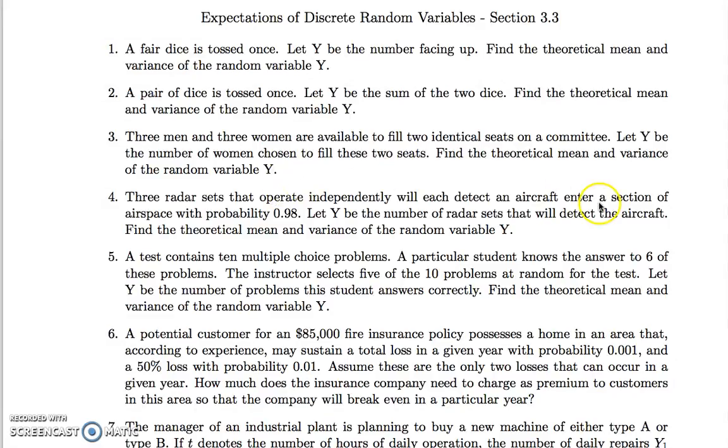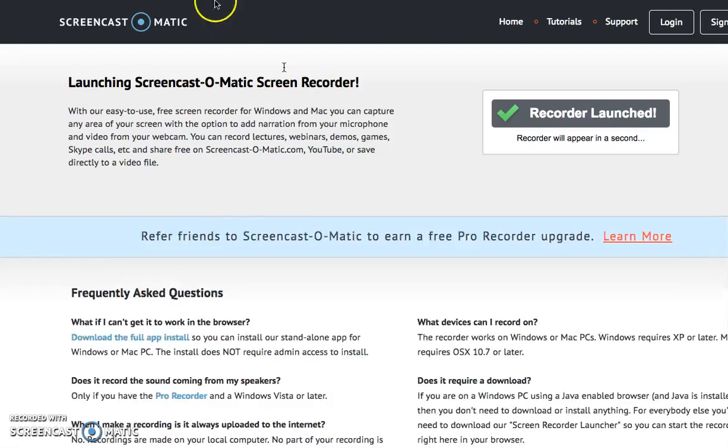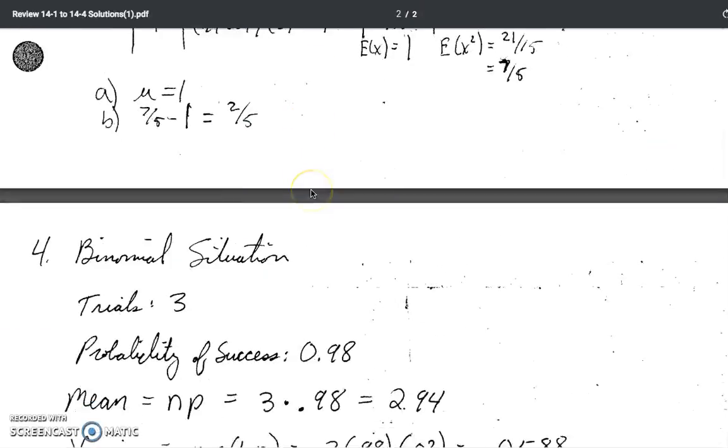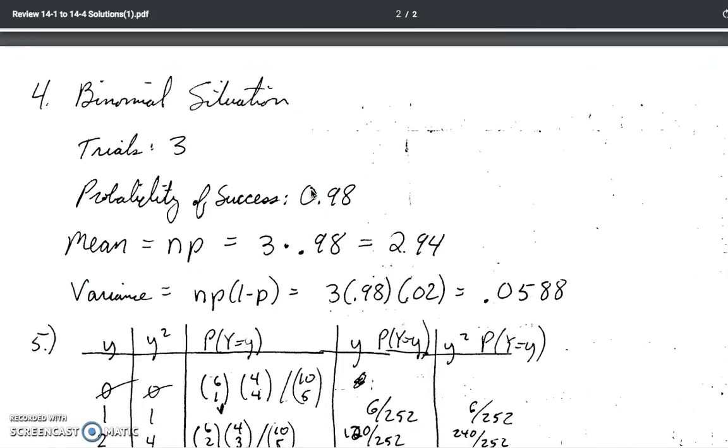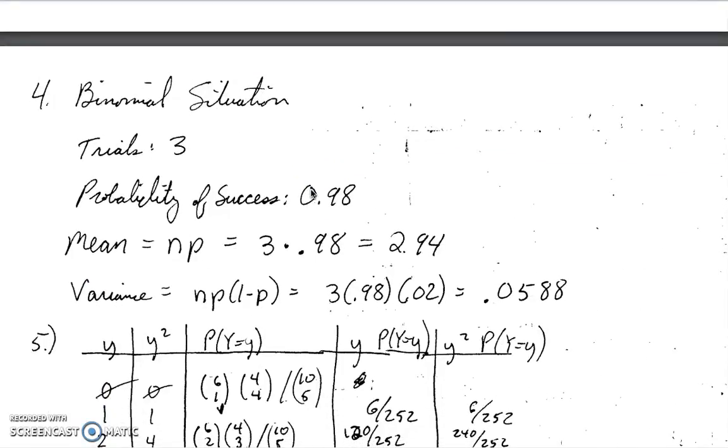So looking back at the answers here, we can see that in number 4, all we have to do once we realize it's a binomial situation is apply our formulas for the mean and the variance. Okay, so we know that the mean in a binomial distribution is just the number of trials times the probability of success. The trials in this case are the number of radar sets that we're using to detect the aircraft, which is 3. 3 times 0.98 is 2.94. So there's our expected value.